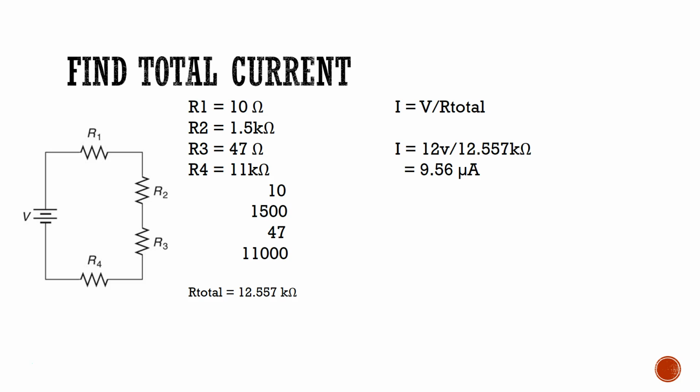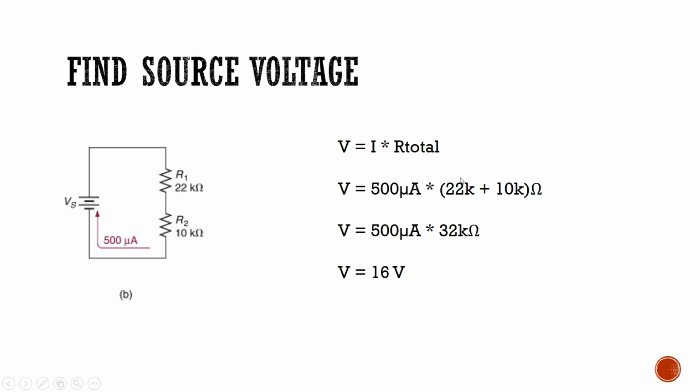Okay, finding the total current in a circuit is quick and easy. You take the voltage and divide by the total resistance. So here we have our total resistance at 12.557 kiloohms. And we take the voltage, in this case given at 12 volts, and divide by that 12.557 kiloohms, and we're looking at 9.56 microamps.